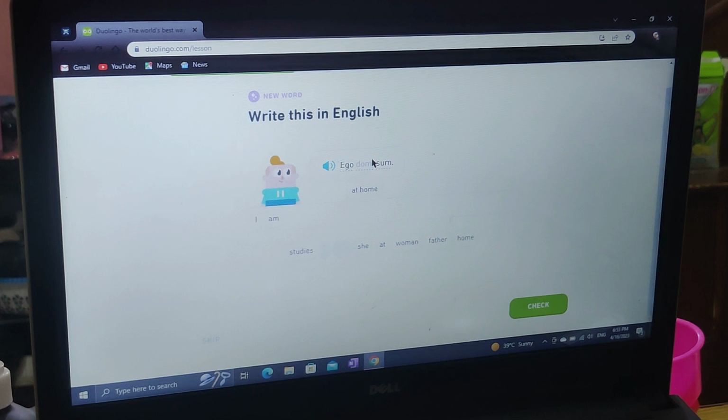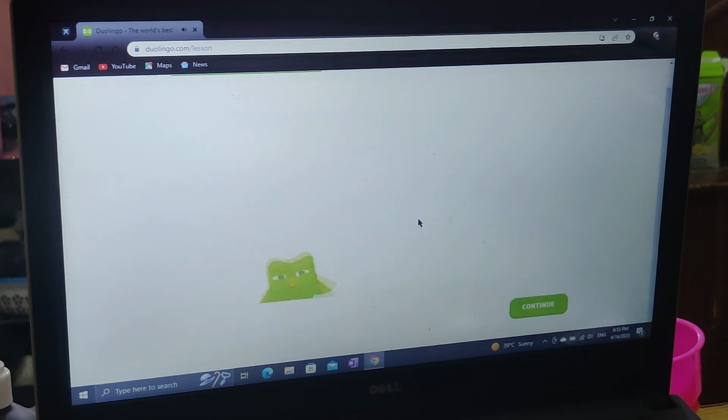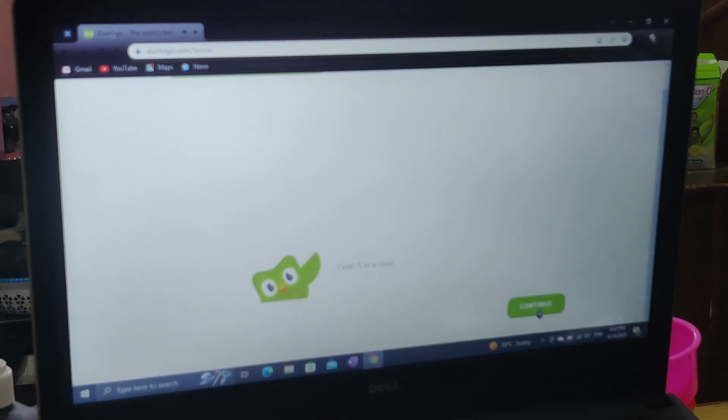I will be noting down those phrases which they are giving for the exercises. So yeah, I'm just taking a little time and writing them. Actually, I'm writing it in good handwriting as well. So I am at home. Here we go. It's correct. And 5 in a row.